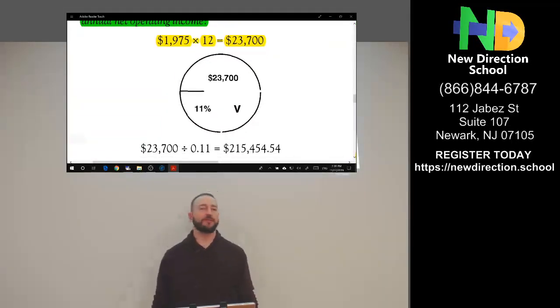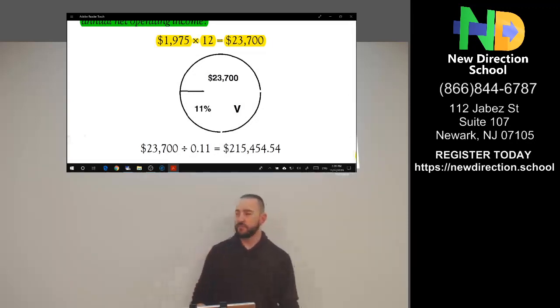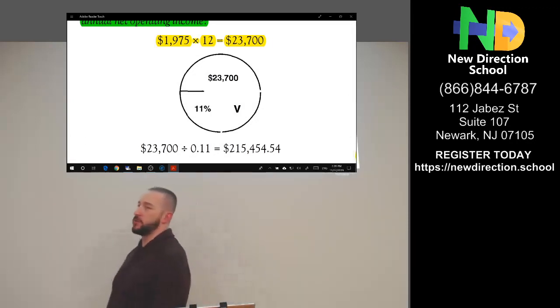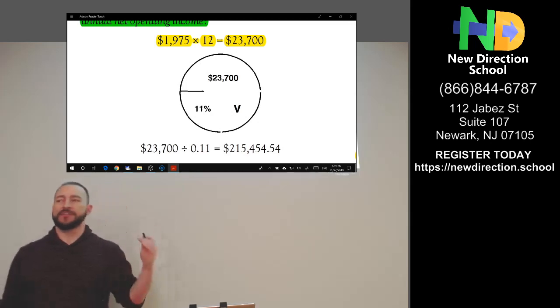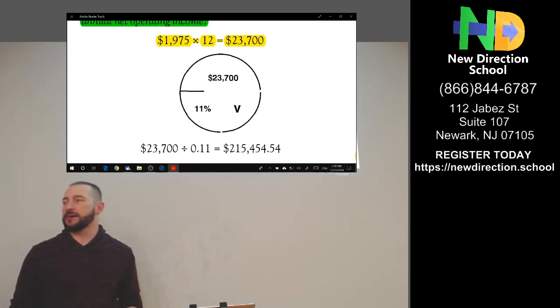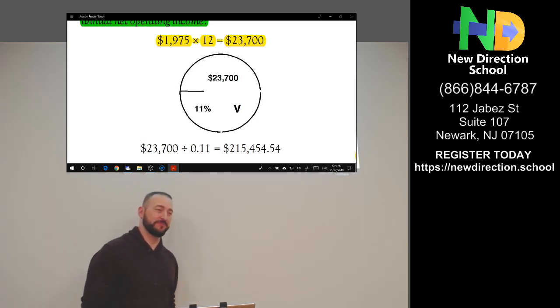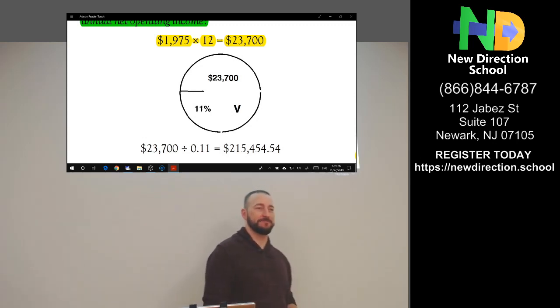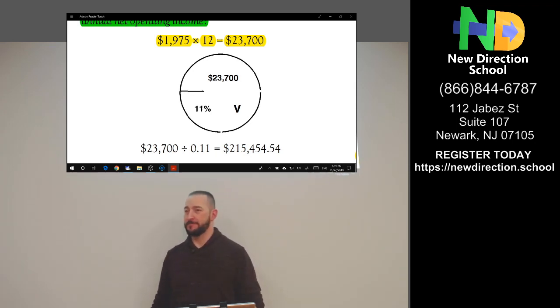So 23,700, that's the income. Income goes on top. Rate is at the bottom always. What do we do? Top divides by the bottom. How much is this property worth? $215,454.54. Tell me math is hard. You just got to learn what to take from the question, dump it in there. That's it. Right?